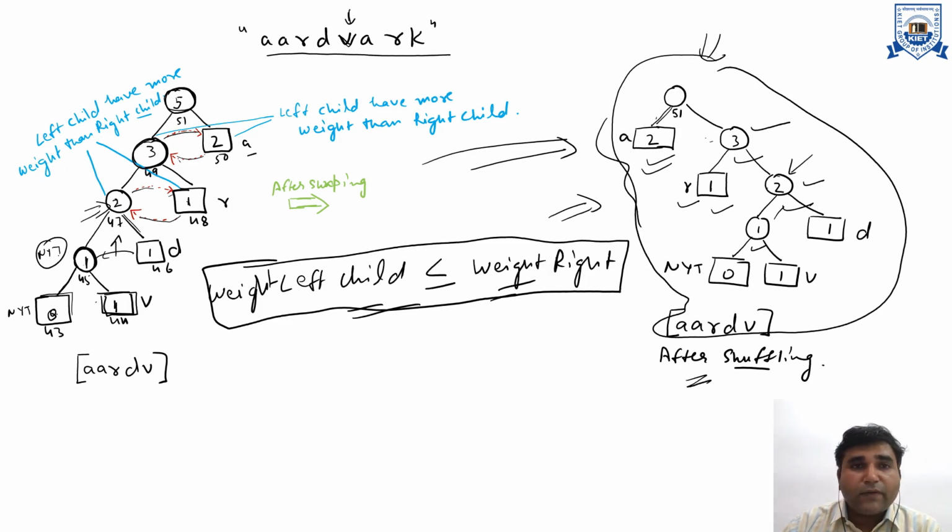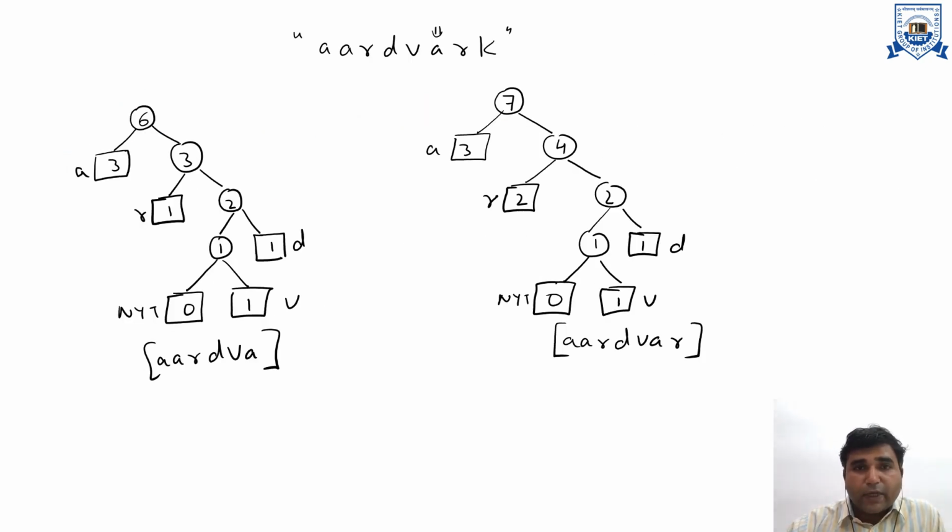Now at this point we have built a tree for the symbols A R D V. Now the next symbol is A. For the next symbol A, we again update our tree. As mentioned in the previous slide, the symbol A has weight 2. Now this letter is encountered again in the tree, for the third time. So we put the weight value as 3.